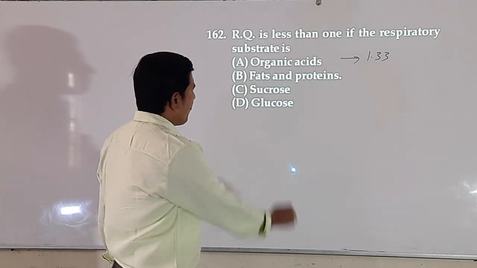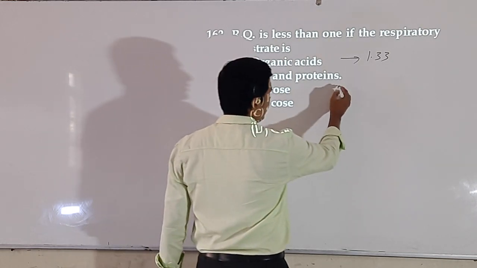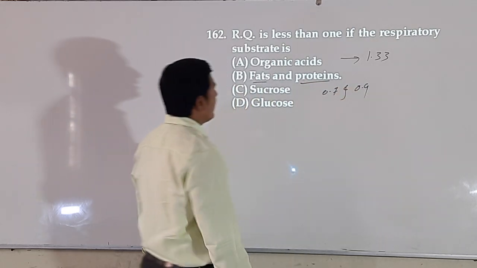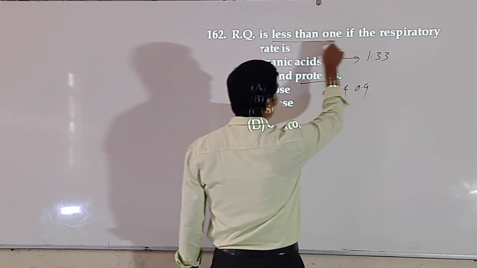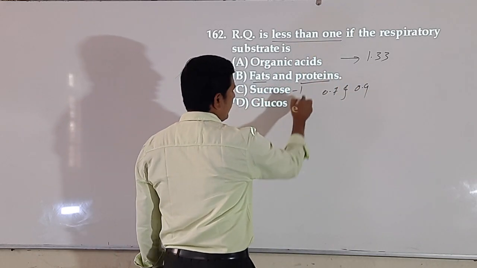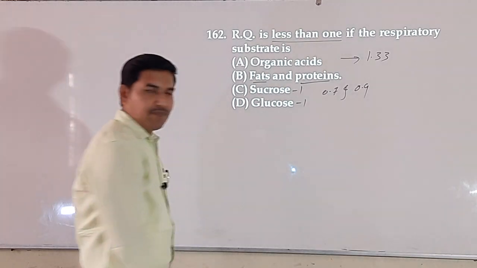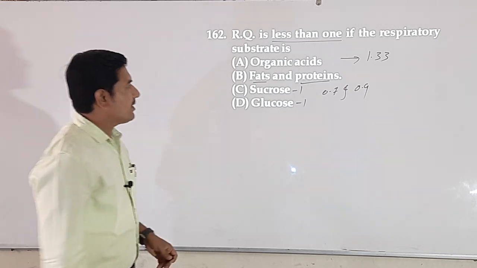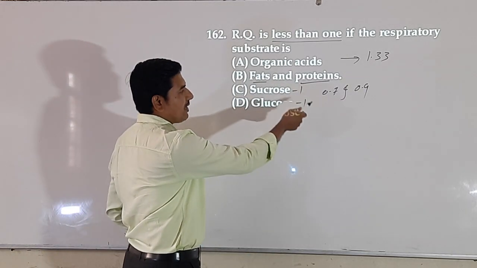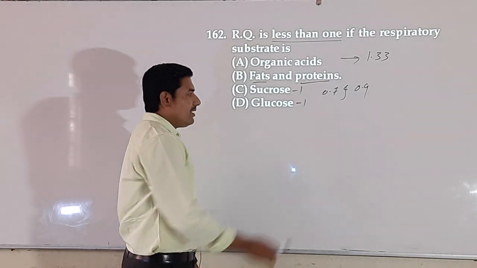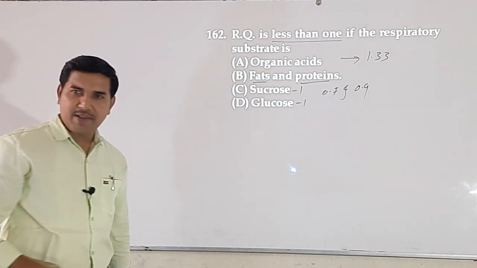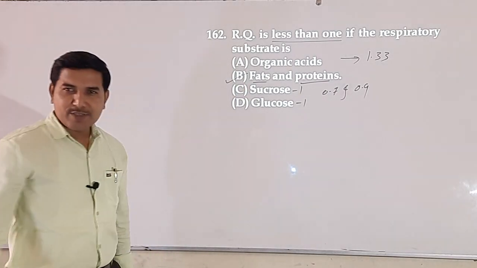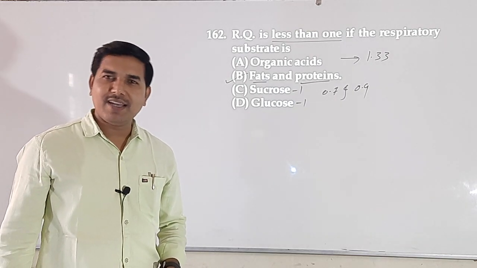Fats and proteins: for fats it is 0.7 and for proteins it is 0.9. Then it is less than unity. For sucrose it is 1, for glucose it is 1, unity. Now the RQ value for all these substrates is: organic acid greater than 1, fat and protein less than 1, sucrose 1, glucose 1. For 1 we also call it unity. Right. So the answer for less than 1 is fats and proteins respectively, where they have 0.7 and 0.9 RQ values.